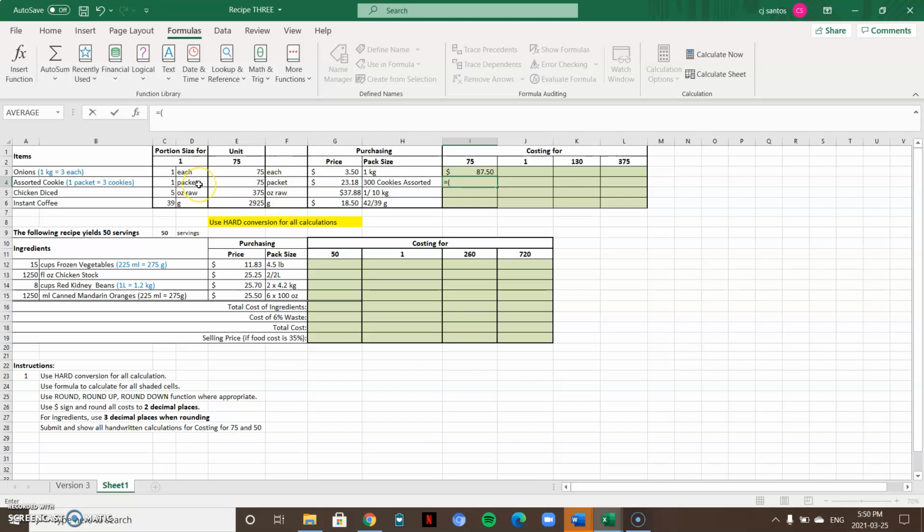So for the assorted cookies, we would simply get for each packet. So I multiplied 75 by 3 cookies. So that will equal 225 cookies, close bracket, then multiply $23.18 and divided by 300 cookies assorted. And that should equal $17.39.